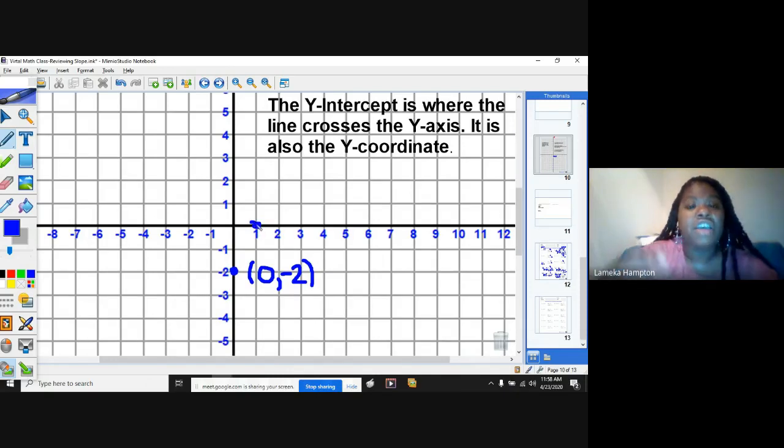Now I can keep doing this if I chose to, but remember, a line only needs 2 dots or 2 points. But just for the sake of making my line straight, I'll go up again. I'm going to go up 1, 2, and over 1. So this is now my line. And it's not straight, so don't judge me. So that is my line, and that is how I graph the line for number 3.